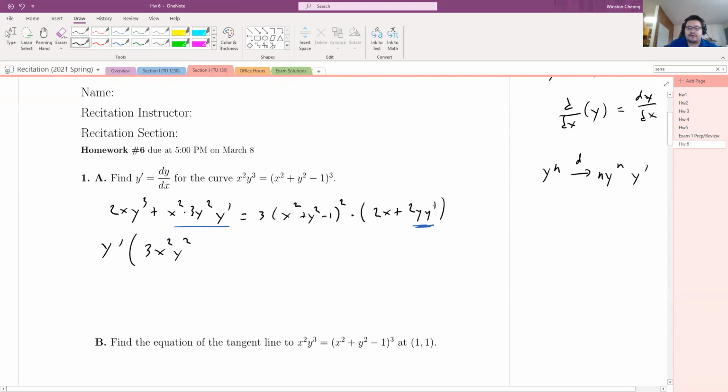And now for the second guy in blue, we would have a subtraction because we subtracted over, and we would distribute. So 2 times 3 will be a 6, and we have a y, and then we've got that quantity that's squared. x squared plus y squared minus 1 all squared, and we close the big set of parentheses. Okay. And now the terms that don't have the y prime, we move them to the right-hand side.